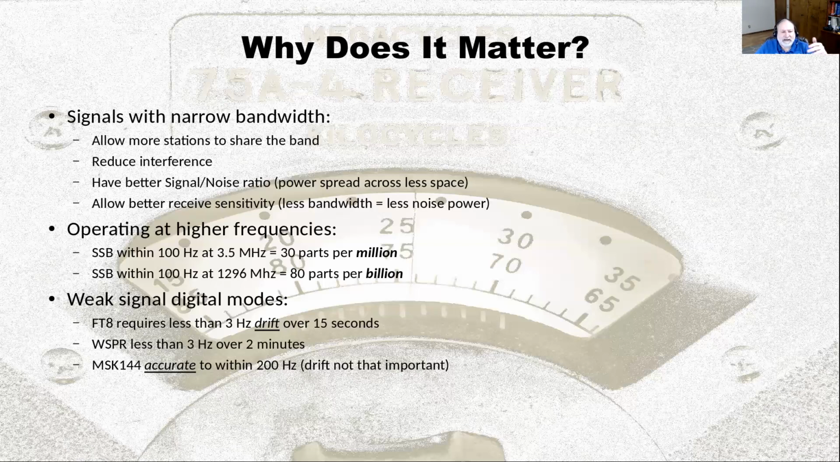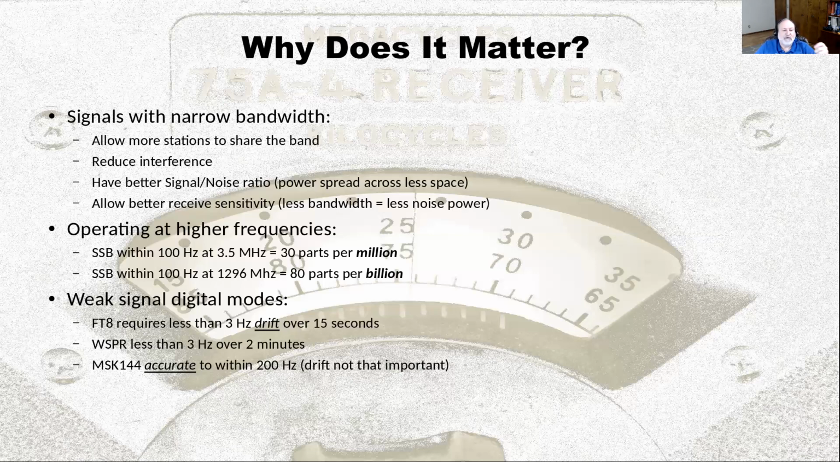And another area is the type of signal you're using, the mode. Modern weak signal digital modes, particularly those in WSJT, care about drift and accuracy as well. FT8 requires less than 3 hertz of drift over a 15-second transmission. And that's probably not too hard to achieve, at least at HF or low VHF frequencies. The Whisper mode requires less than 3 hertz over 2 minutes. And that could be a little bit tougher.